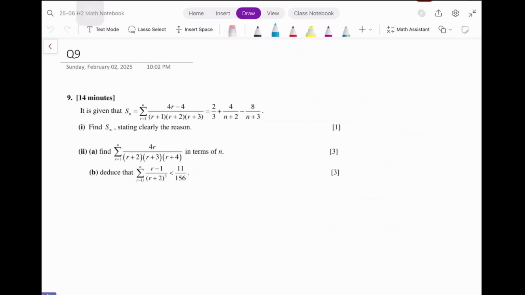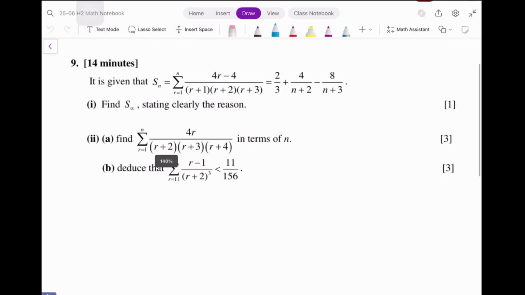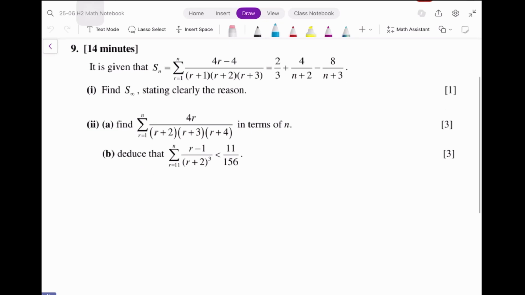Okay, 9. First part very easy. Given this, typically speaking, this is an edited question. Because usually when you see partial fractions like this, typically the first step is to express as partial fractions, correct? Expressing in partial fraction, you use method of difference, find this final answer. Part 1. But because method of difference is out, they just give you this straight away. Now, find S infinity, stating clearly the reason. Because we need to state the reason clearly, we need to write down the analysis one by one.